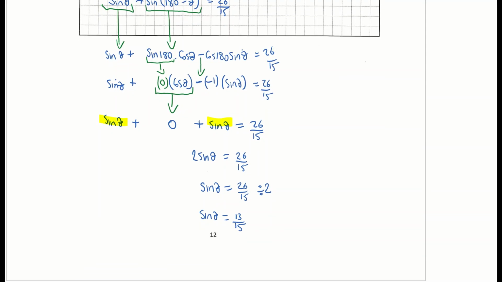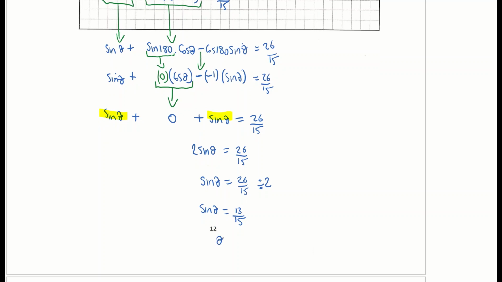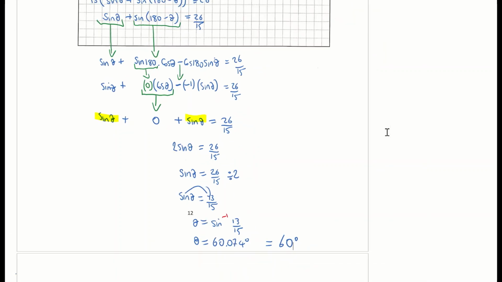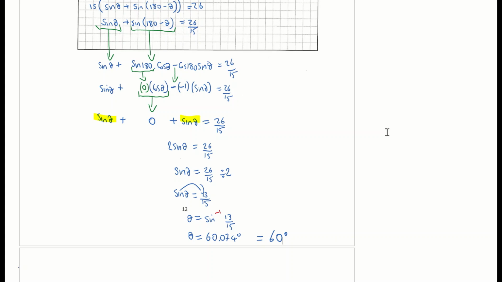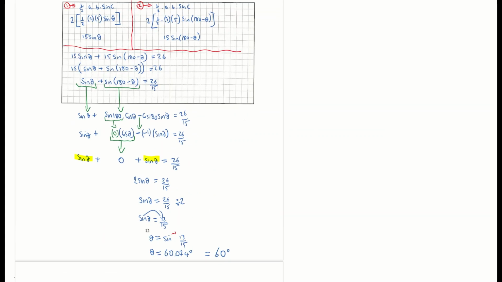And my final step is I need to get theta on its own. So I need to move over my sine. So it'll become sine inverse of 13/15, which is giving me a size of theta of 60.074 degrees. And it says, I think, to the nearest degree. So that's going to give me 60 degrees. Okay, so not the worst question when you kind of get into it a little bit. I'll just zoom out here so you can see it all together.